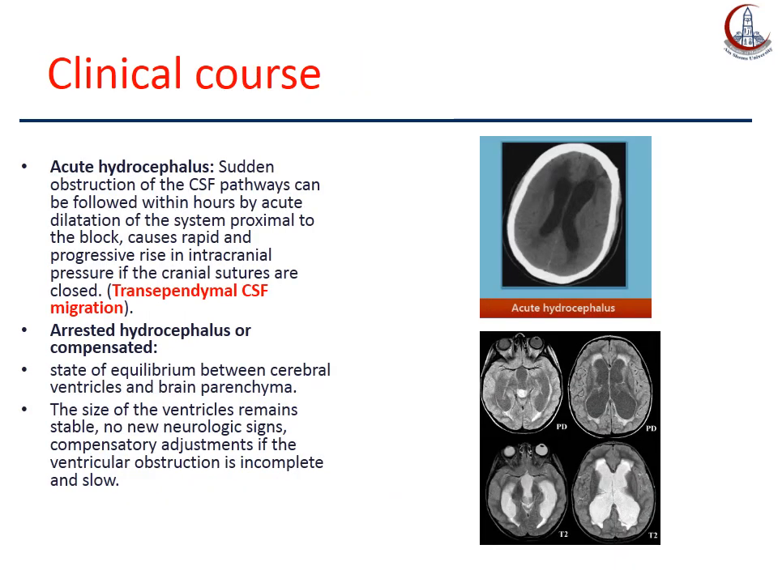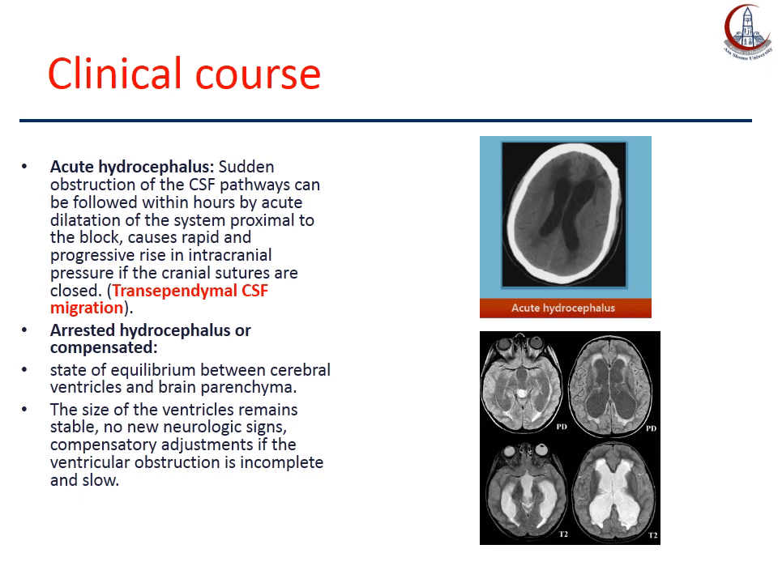What about the clinical course of hydrocephalus? It could present as an acute syndrome, acute hydrocephalus, with sudden obstruction of the CSF pathway. This can be followed within hours by acute dilatation of the ventricular system proximal to the block, causing a rapid and progressive rise in intracranial pressure if the cranial sutures are closed. There will be transependymal CSF migration, as in the CT and the MRI below.